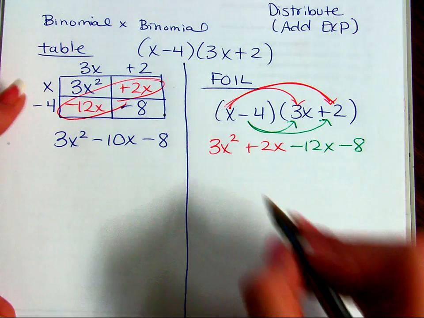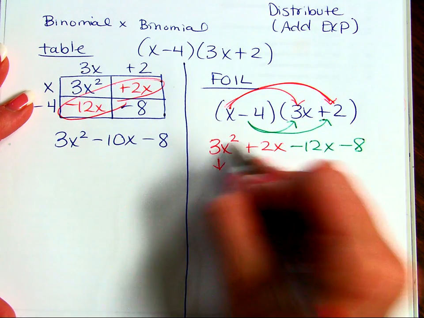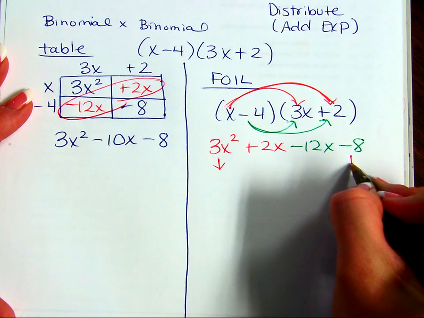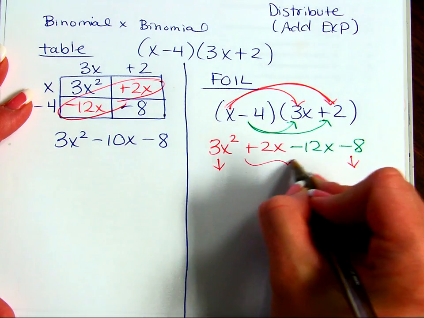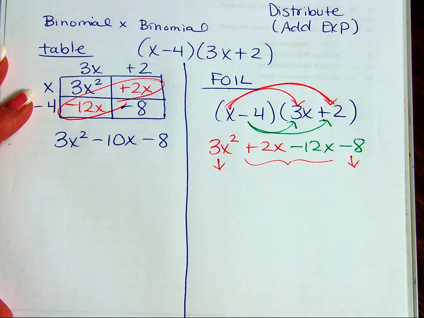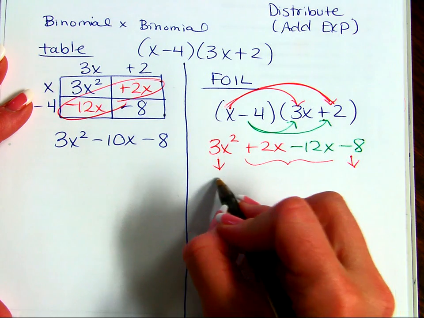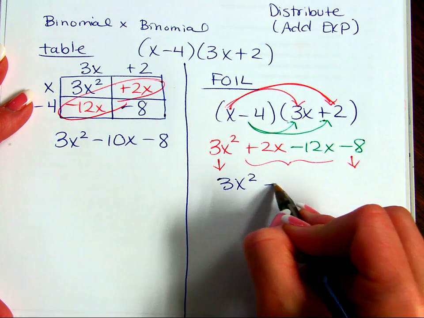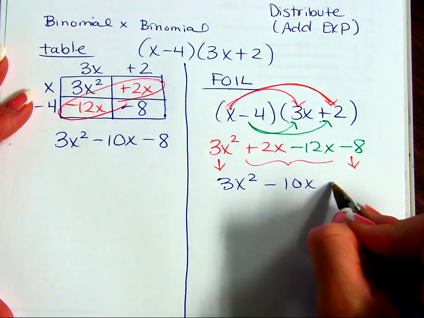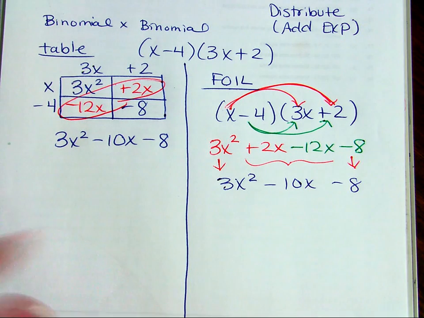Now you look to see where your like terms are. This one has an x squared with no other x squareds. This is a constant with no other constants. These are the only two that have like terms. So your final answer will be 3x squared minus 10x minus 8, just like it was in the other method.